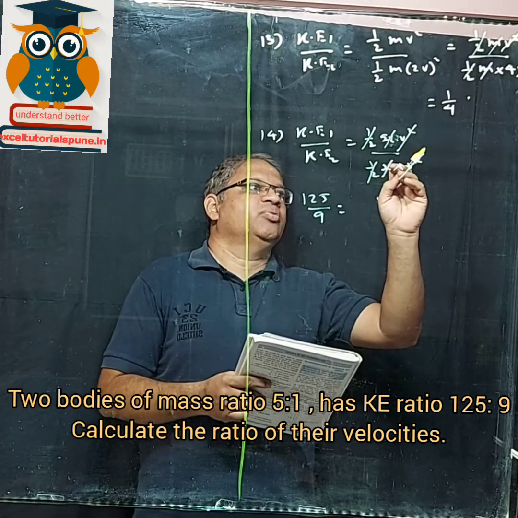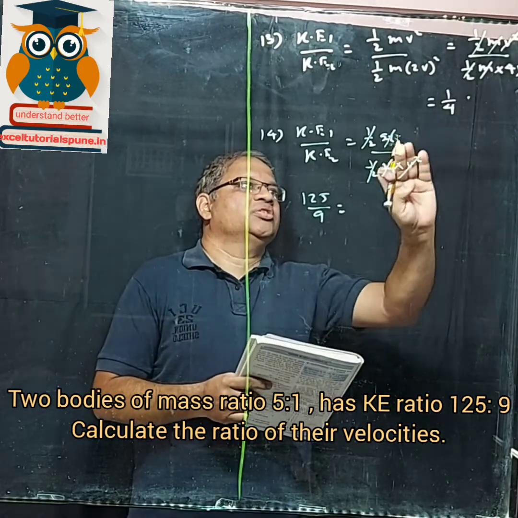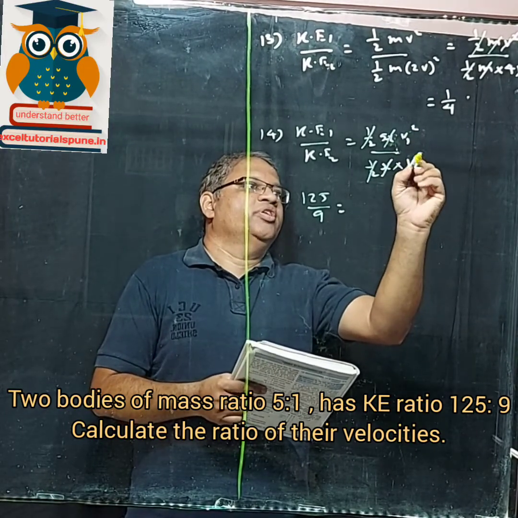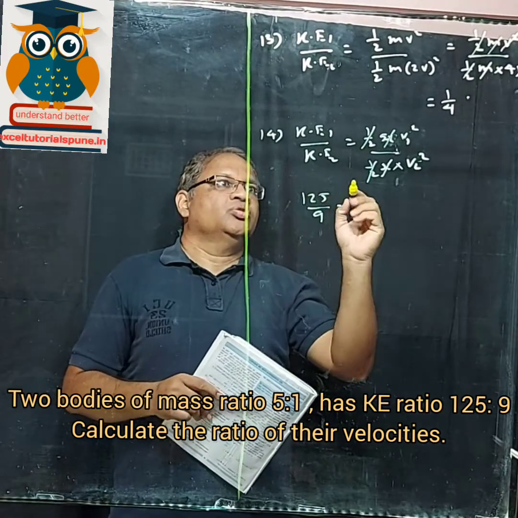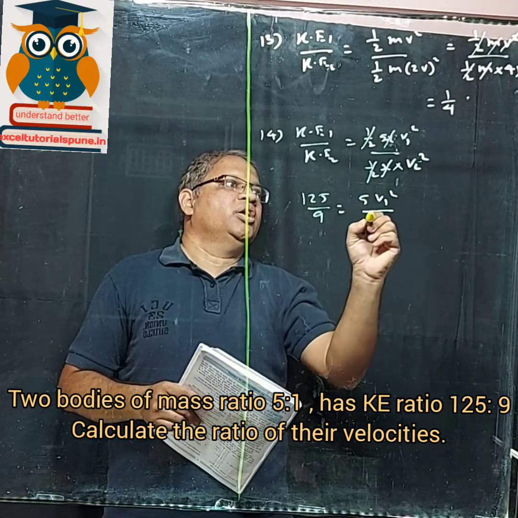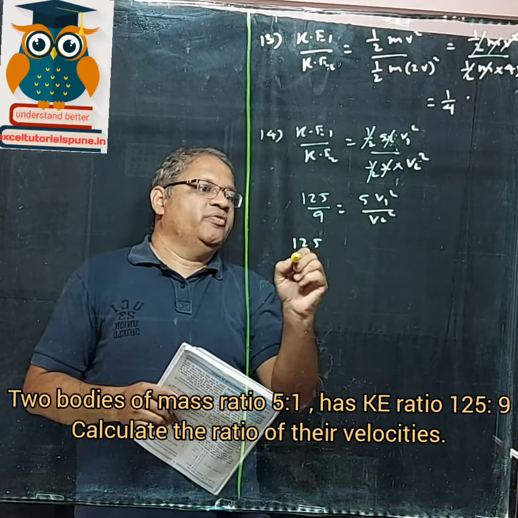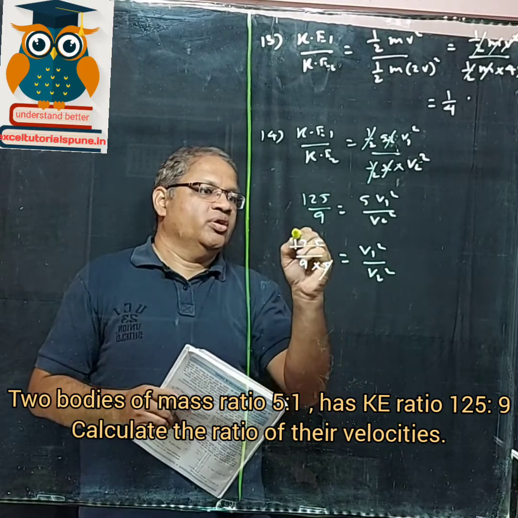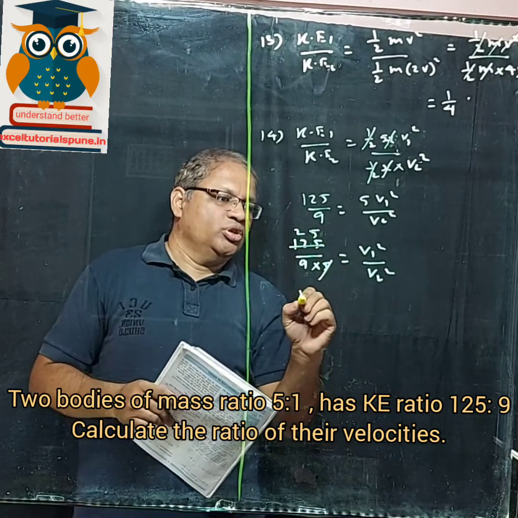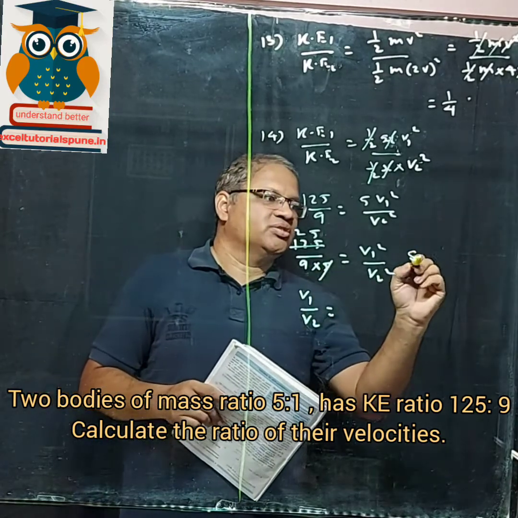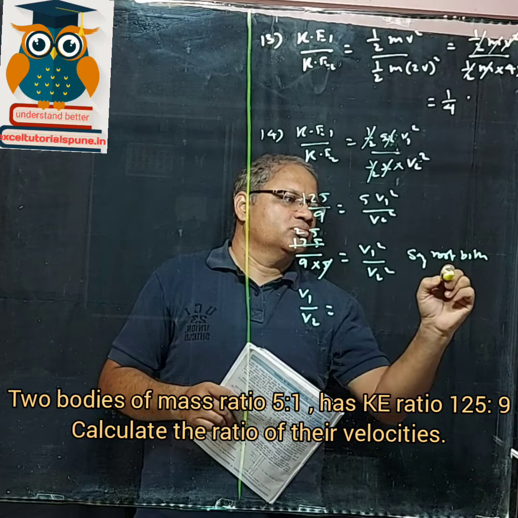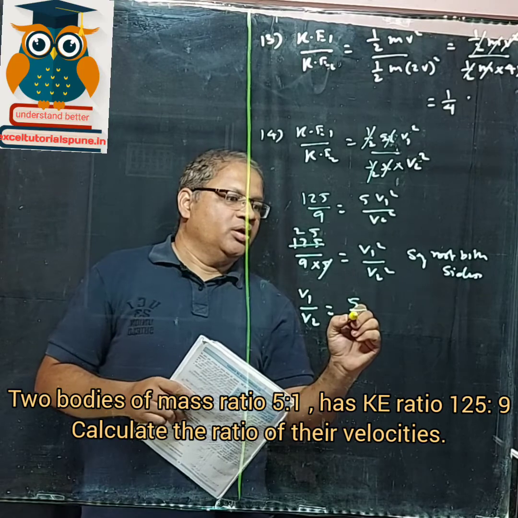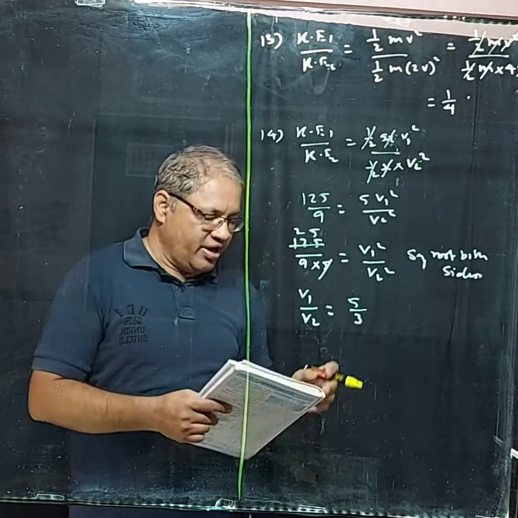Ratio of the velocity they want, so don't cancel the velocity. v1 square upon v2 square. So here it will be 5 v1 square upon v2 square. So 125 upon 9 into 5 is equal to v1 square upon v2 square. So for the ratio of the velocity, take the square root on both sides. Square root of 25 is 5, square root of 9 is 3. So the answer is 5:3.